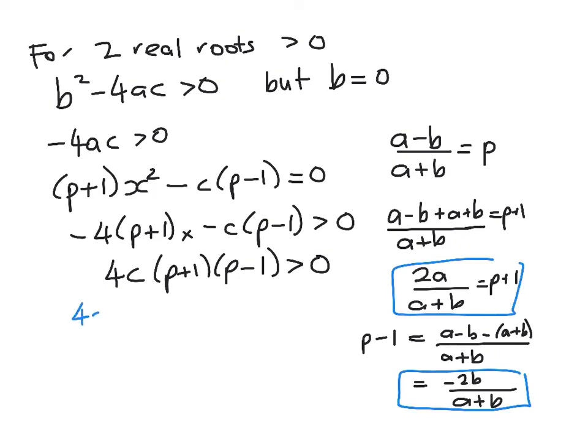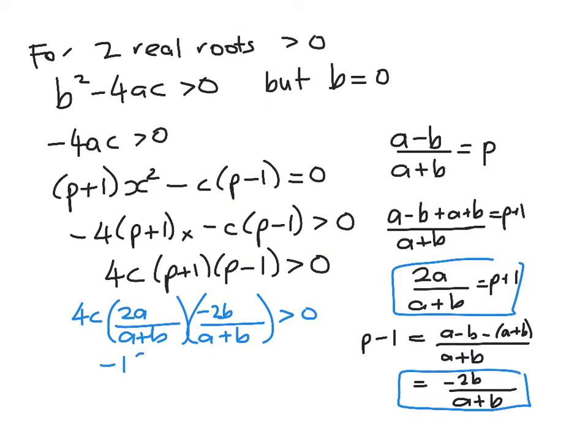So our last step is to substitute p minus 1 and p plus 1 in here. So we get 4c times 2a over a plus b times negative 2b over a plus b is greater than 0. That generates negative 16abc over a plus b squared is strictly greater than 0. I'm going to take a new slide to do this last bit because we just need to carefully work our way through. You can see that the end is nearly in sight. And remember, we're trying to get to this: bc over a is negative, so that's our goal. So we've got down to here.